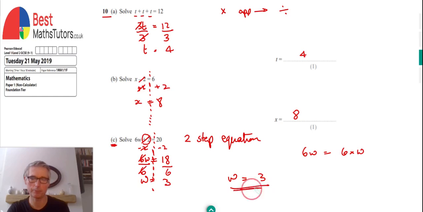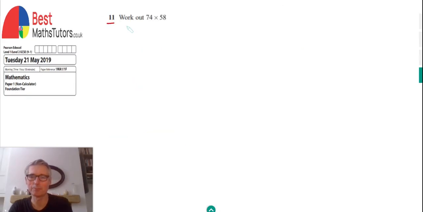So I finished that one. This next one, question 11, is a multiplication, and because we're on the non-calculator paper, as we can see here, we've got to solve this using a non-calculator method. So there are 2 ways we can do this. One way, which is the current popular way of teaching this, is to use the grid method. So I'll do that one to show you how to do this.